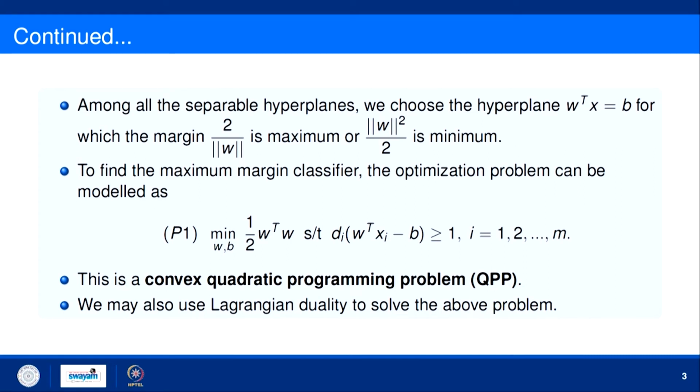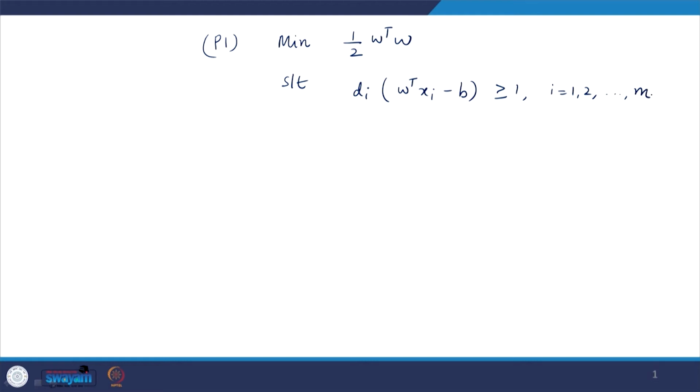So, what is that Lagrange duality method? Let us see what problem we are having here. The problem which we are having here, the hard margin classifier which I am calling the P1 problem, is basically minimization of 1 by 2 W transpose W subject to the constraints di (W transpose xi minus B) greater than or equal to 1, for i from 1 to m. This problem is basically the hard margin classifier.